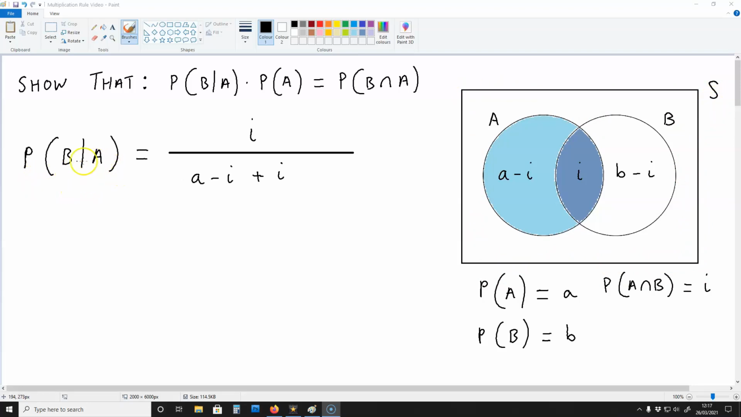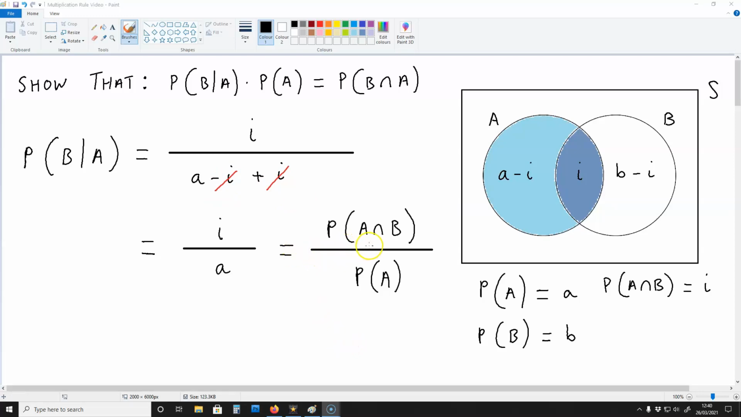Now, what is the probability of B given that A? Well, it's going to be I, this intersection over here, over A minus I, which is this part to the left, plus I, once again, which is the intersection. This result up here is the same as I over A. That is because minus I plus I is equal to 0. And this will give us the probability of A intersection B, which is I, over the probability of A, which is small a.